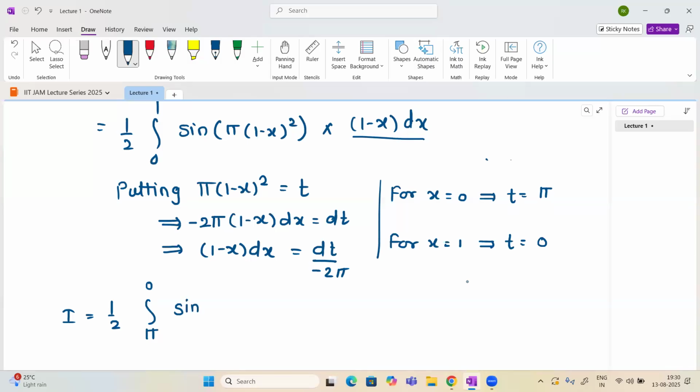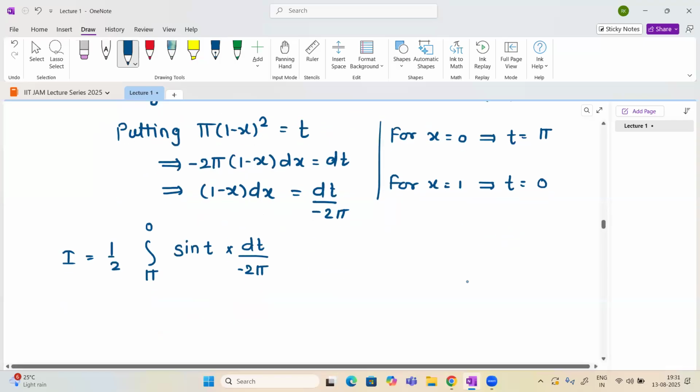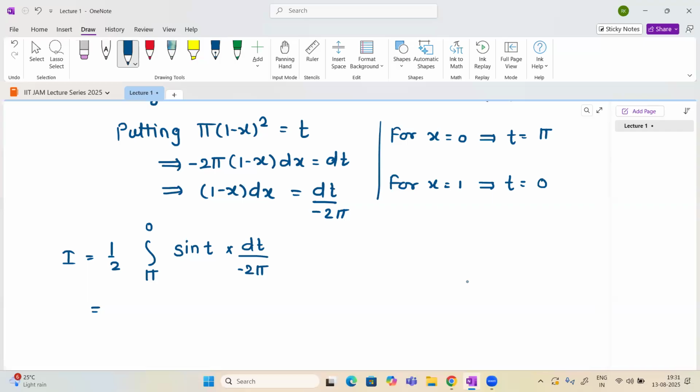Pi to 0. X is from 0 to 1, so t is from pi to 0. Okay. But see, do you know how to change the limits in this case? Yes, here the minus sign is there, so we can change the limit easily. When you have A to B, and if you want to write B to A, simply you have to write a minus sign here, right?